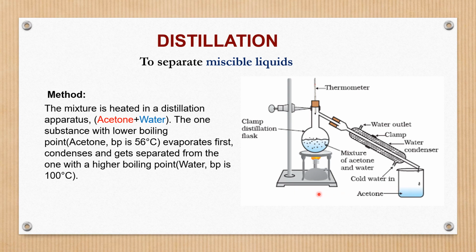So we can use distillation when the mixture contains miscible liquids and those liquids have a large difference in their boiling points. Then only can we apply the distillation technique. Got it, children?